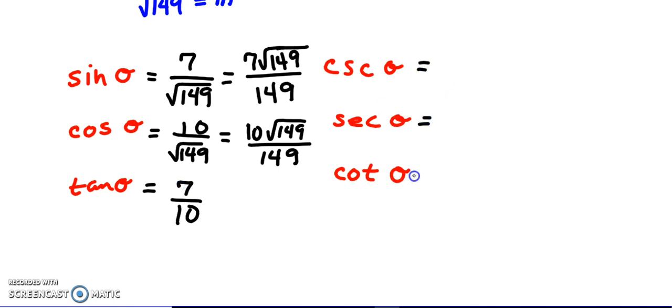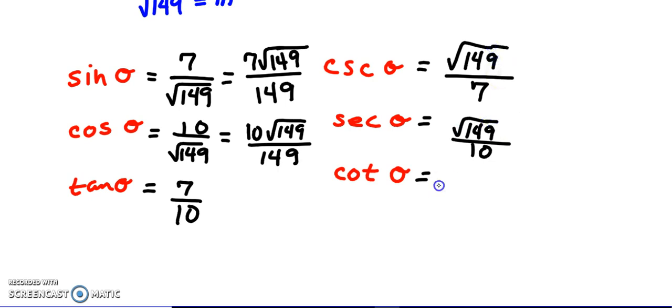Now, for each one of these, all we have to do is go back to the original and flip them. Don't come to the finished product, because then you'll have extra work to do. We don't need that. So come back to the original and flip them. So that's the square root of 149 over 7 for cosecant, the square root of 149 over 10 for secant, and then cotangent is just 10 over 7. Easy. If you know these, all the hard work for this part will be easier.